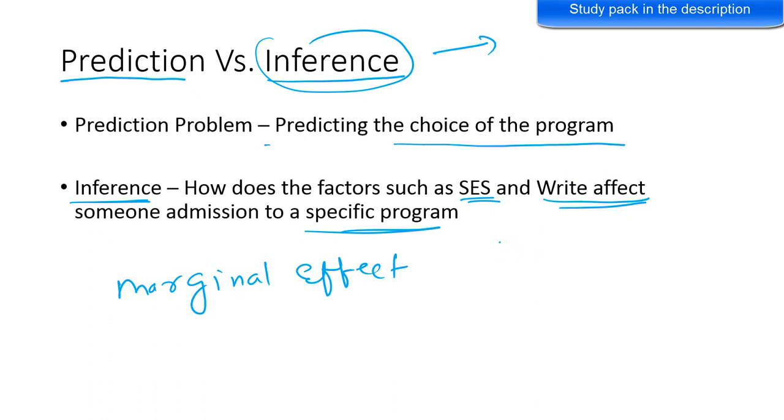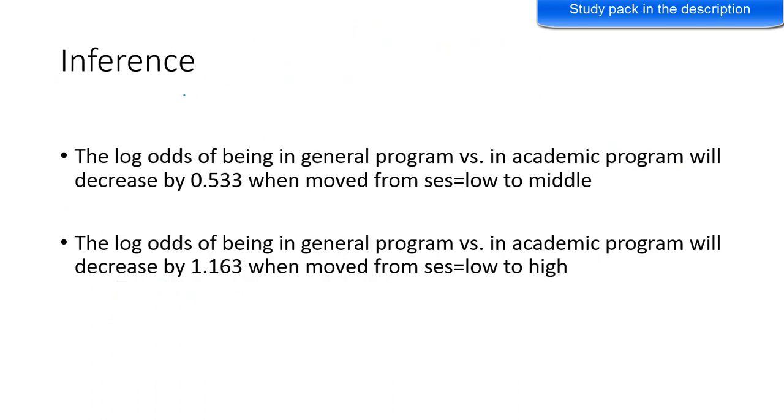Alright, so this is the motivation behind building a model, and we'll see for both how this model helps us. First one we'll see is inference. We'll try to explain how this model would help in understanding the relationship between different variables. Now, given the estimates you have, the log odds of being in the general program as compared to the academic program. Now these are two programs.